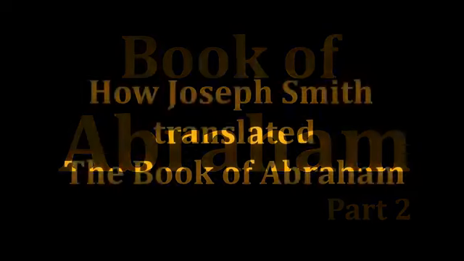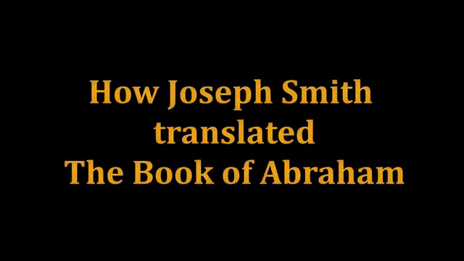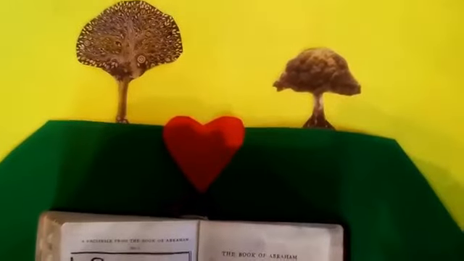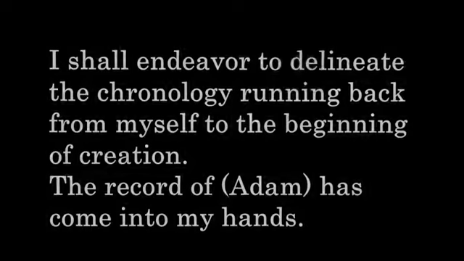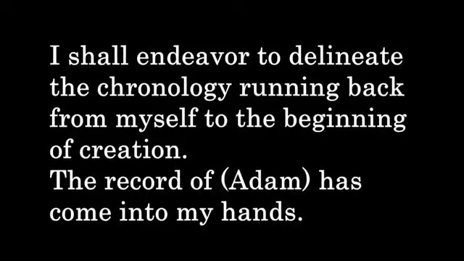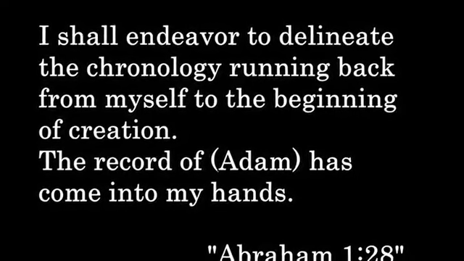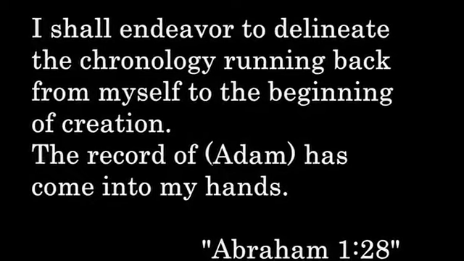Thank you for watching. This second video is about the Book of Abraham, Facsimile 2, and how it was translated. So Abraham says he went back to the Garden of Eden to delineate the diversity of the two trees in the garden. "I shall endeavor to delineate the chronology running back from myself to the beginning of creation. The record of Adam has come into my hands," Abraham 1:28.